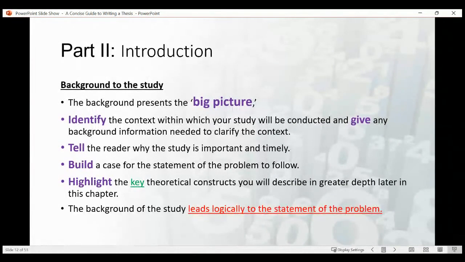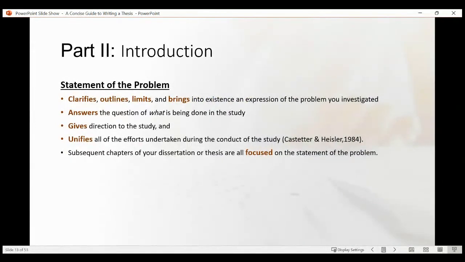So once you have your statement of the problem, let's move on to the statement here. What is the role of the statement? What is the purpose of a statement of the problem? It clarifies, outlines, limits, and brings into existence an expression of the problem you are investigating. If it doesn't serve this purpose, again, you need to revisit your statement of the problem. It answers the question of what is being studied. It gives direction to the study. It unifies all the effort undertaken during the conduct of the study. This is by Castetter.